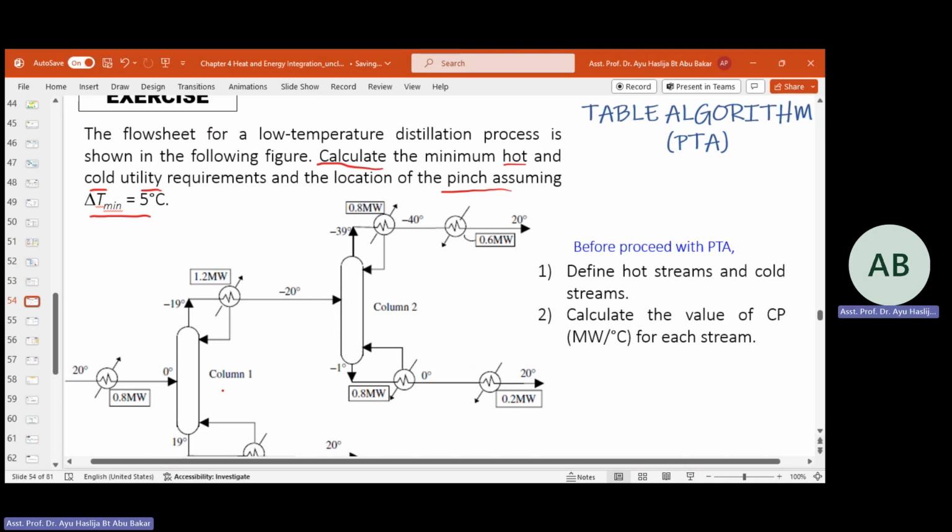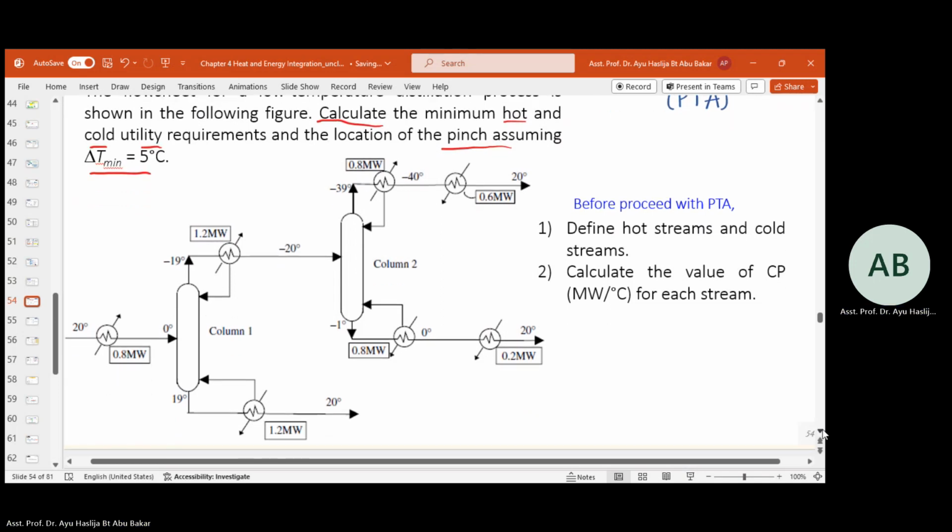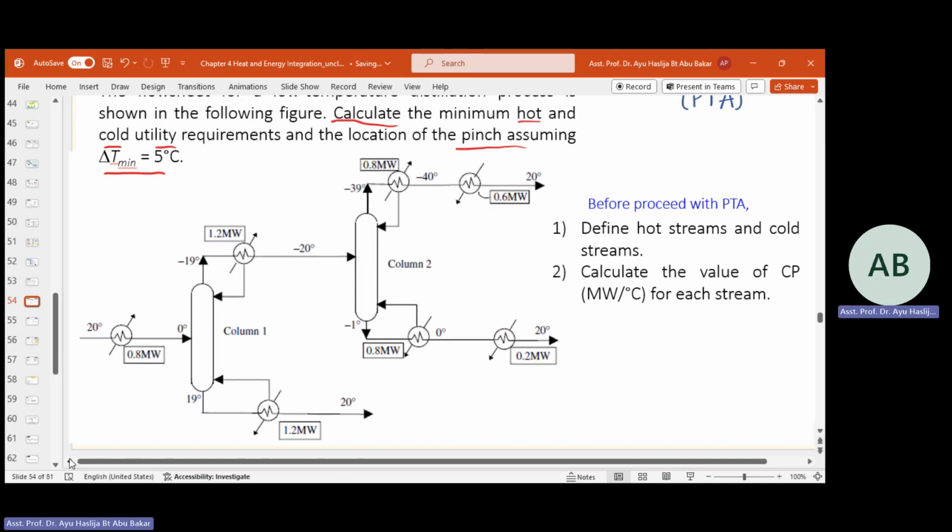Now, you are given this PFD. There is no labeling for hot and cold. So you need to label it on your own. First step must be correct first: the hot and cold stream labeling. Even though you have answers in your slide, I want to go step by step to define the hot stream and cold stream. So we go from the feed here, 20 to 0 degrees C.